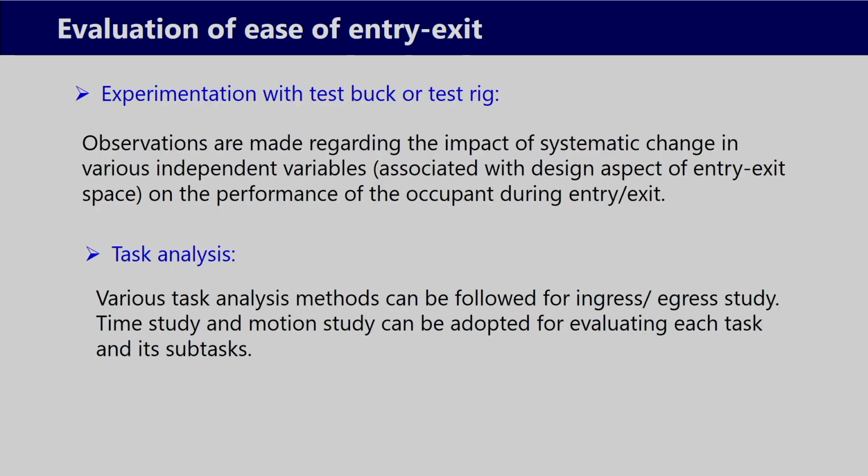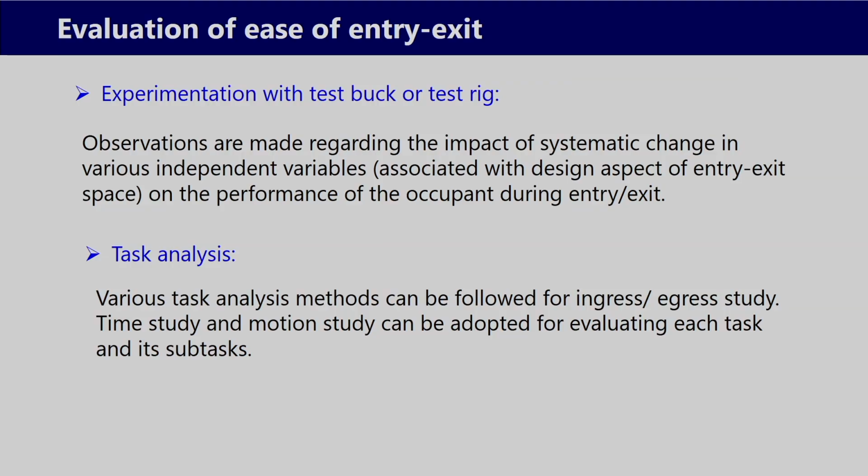Now, another evaluation process: experimentation with test buck or test rig. Observations are made regarding the impact of systematic change in various dependent variables associated with the design aspect of entry exit space on the performance of the occupant during entry exit. So, as we discussed, various door opening related dimensions and vehicle components like grab handles and door handles are associated with the entry exit process, and their design and dimension affect the entry exit process for the drivers and passengers.